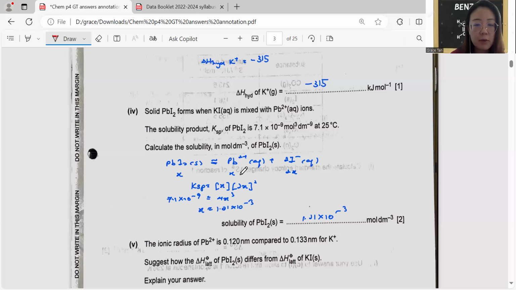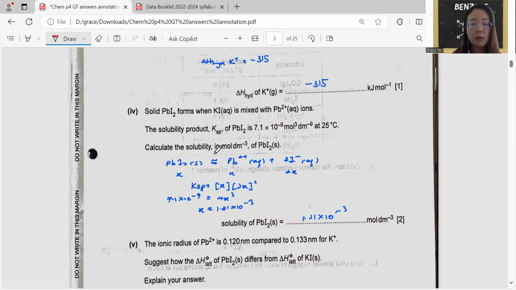Because you cannot have gram per dm cube on the left hand side giving x gram per dm cube and 2x gram per dm cube, so you will actually come up with 3x on the right hand side. Then you start violating the conservation of mass. For example, if you have 10 gram of lead iodide on the left, and this is x and this is 2x, then using gram per dm cube, you're saying that 10 gram per dm cube on the left will give a total of 30 gram per dm cube on the right hand side, which will violate the conservation of mass. That's why you cannot use gram per dm cube for Ksp.